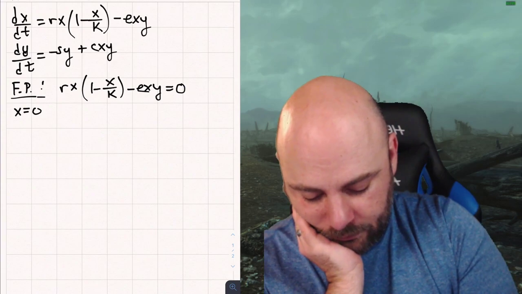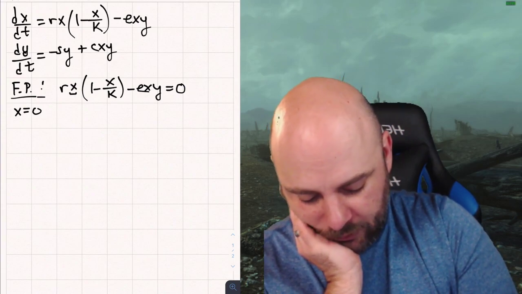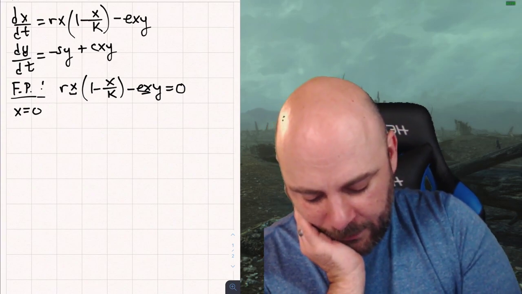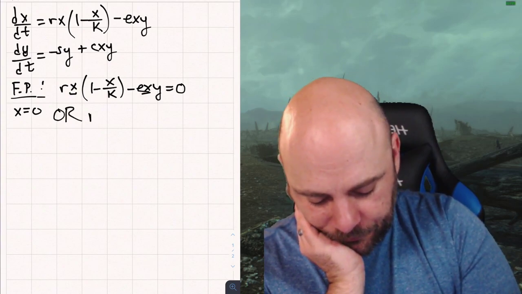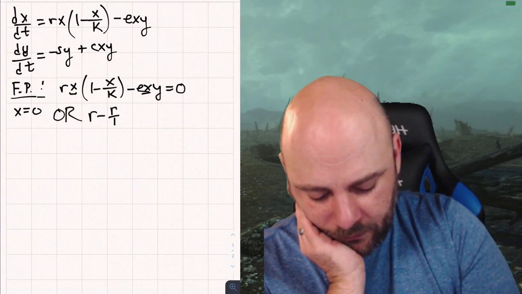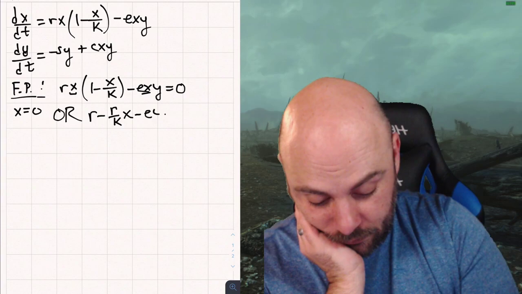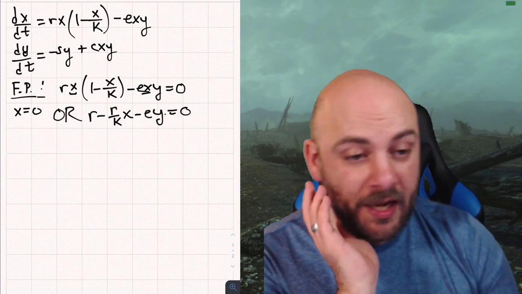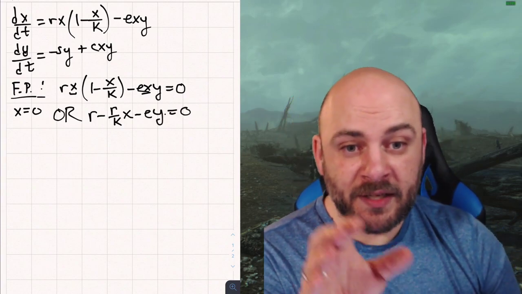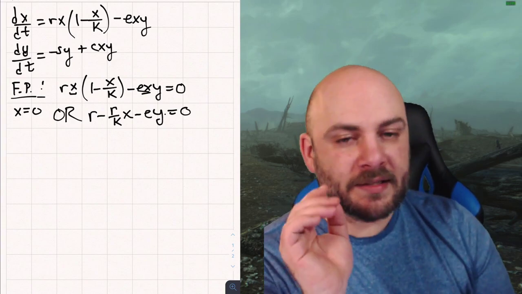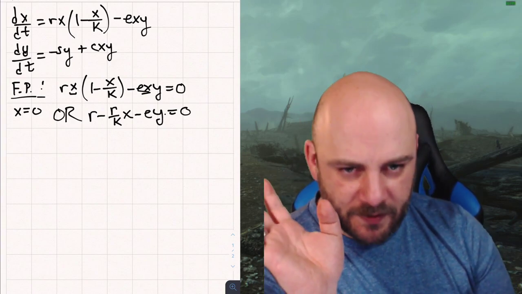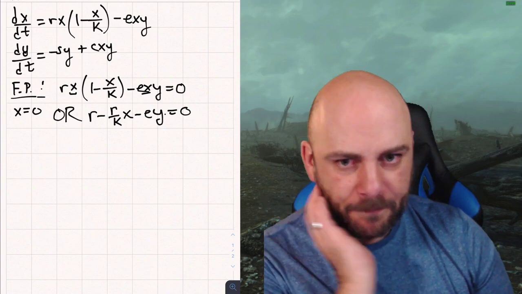One of them's there, one of them's... I thought my pen died. Or r minus r over K x minus E y, geez Louise, equals 0. And you might already be having panic attack flashbacks because this looks very similar to what we had last time. But don't worry, because the y prime equation is much simpler. It'll be okay.